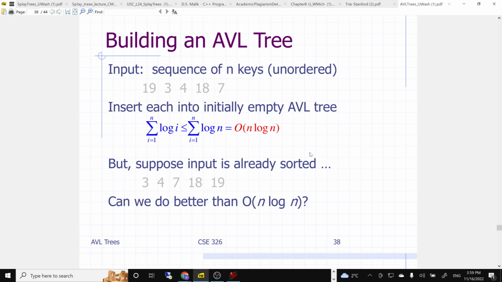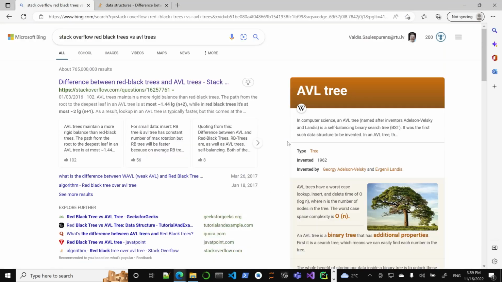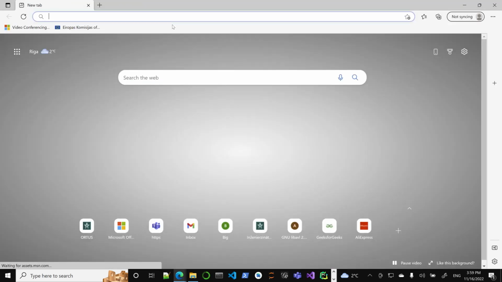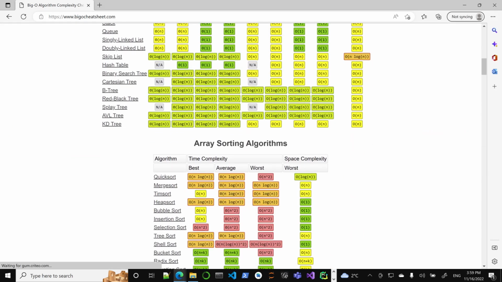So how could we build it, right? If it's unordered, then it's just n log n, right? Because each insertion is log n, as we already saw in our big O cheat sheet. Where's my big O cheat sheet? Big O cheat sheet is gone. All right, log n. So if you have n elements, of course it'll be n log n.